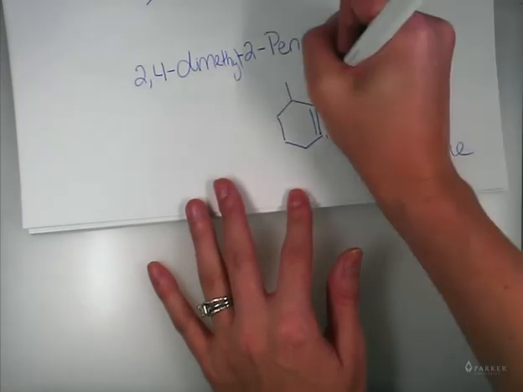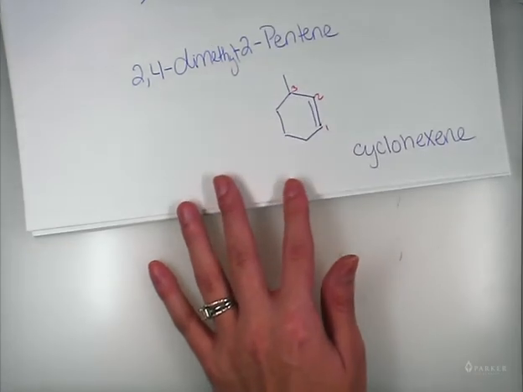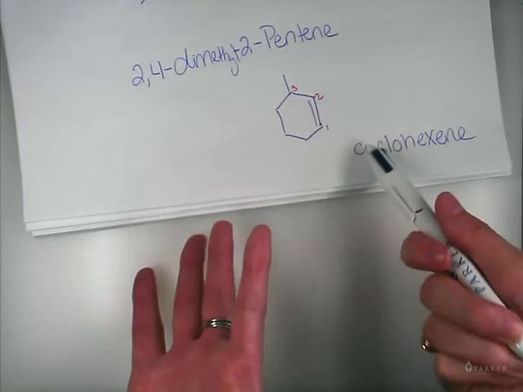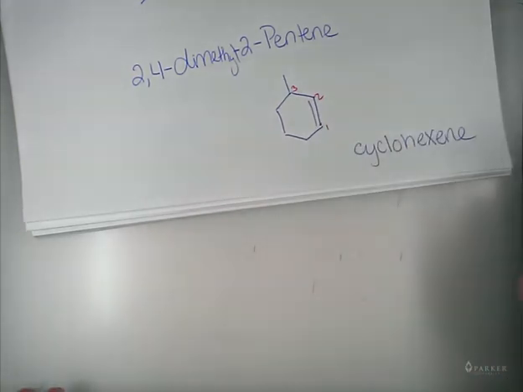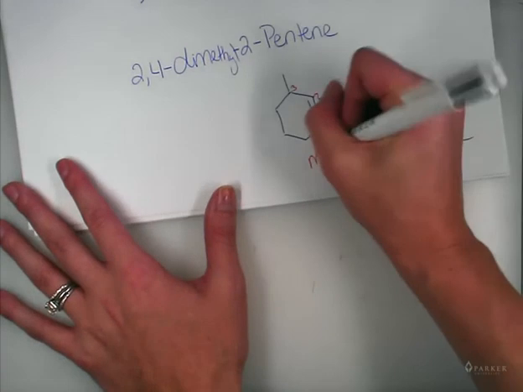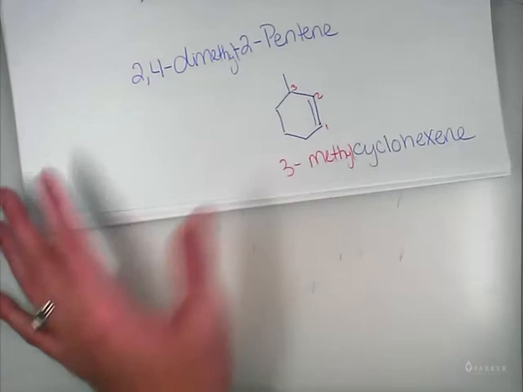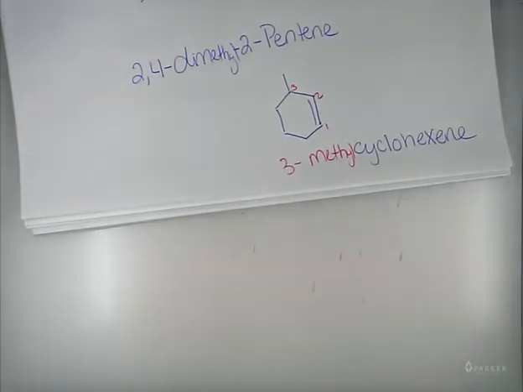So 1, 2, 3. Okay, I don't actually have to put where the double bond is because it's always carbon 1 on a ring. But where is that branch? 3. So 3-methyl cyclohexene. Now, why did I not put a number for the double bond? It's always carbon number 1.